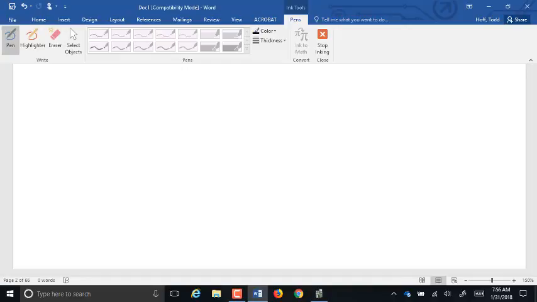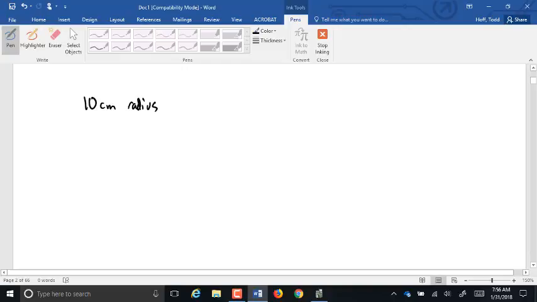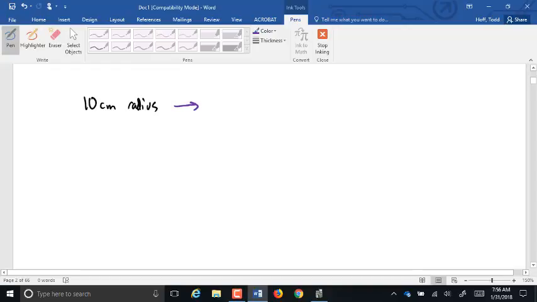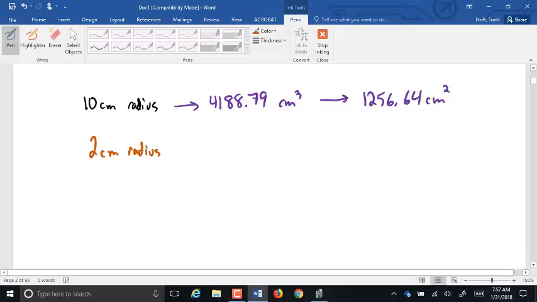15, sheet metal. So we've got a sphere with a 10 centimeter radius. It has a volume of 4188.79 centimeters cubed and a surface area of 1256.64 centimeters squared. If everything is changed to a radius of 2 centimeters, recalculate everything.